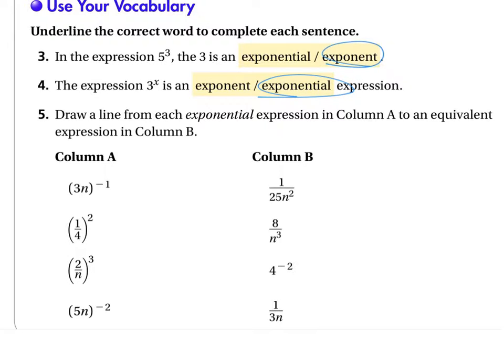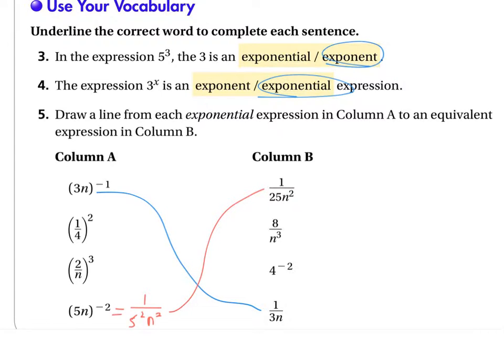In column A are exponential expressions, and we're going to draw a line from column A to the equivalent expressions in column B. So 3n to the negative 1. Well, remember, this negative here means reciprocal, so that matches 1 over 3n. Very similarly, if we look down here at 5n to the negative 2, we're going to use a reciprocal, so 1 over 5 squared, n squared. Well, 5 squared is 25, n squared.